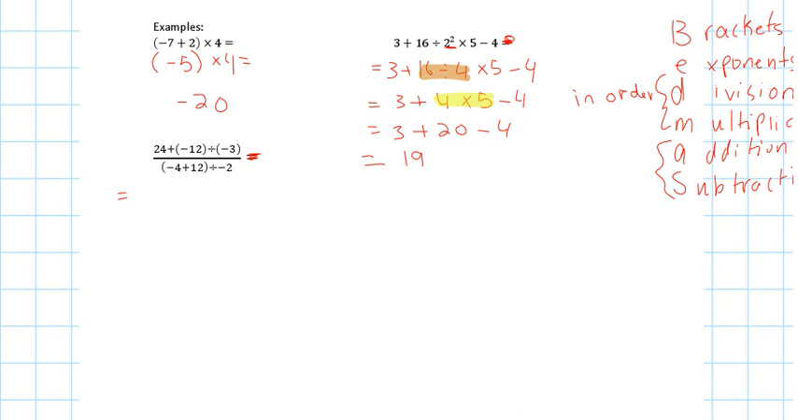Okay, can I simplify inside my brackets? Is there anything I can do inside my brackets? No, they're already one number, right? They're already one number, I can't do anything. Okay, what's the next thing I have to do? The division. So what is my division? What am I dividing by what? Negative 12 divided by negative 3. What's negative 12 divided by negative 3?